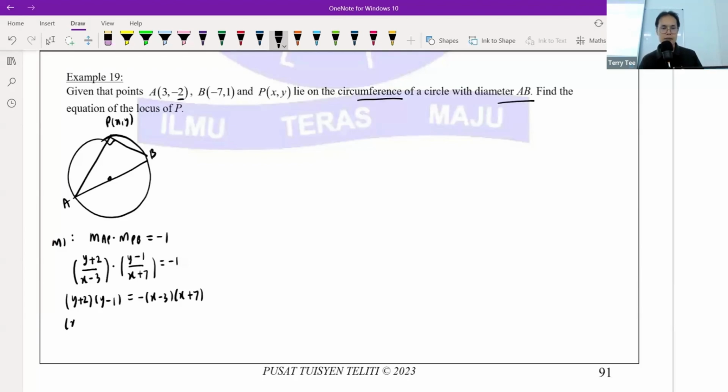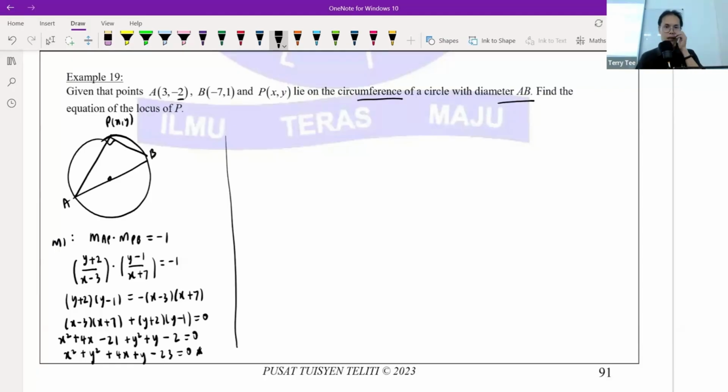Bring it to the left-hand side. x minus 3, x plus 7, plus y plus 2, y minus 1, equals 0. So let us expand the brackets. This will be x squared plus 4x minus 21, and y squared plus y minus 2. Normally, we arrange it such that x squared comes first, followed by y squared, followed by x, followed by y, and the constant is minus 23. The result equals 0.